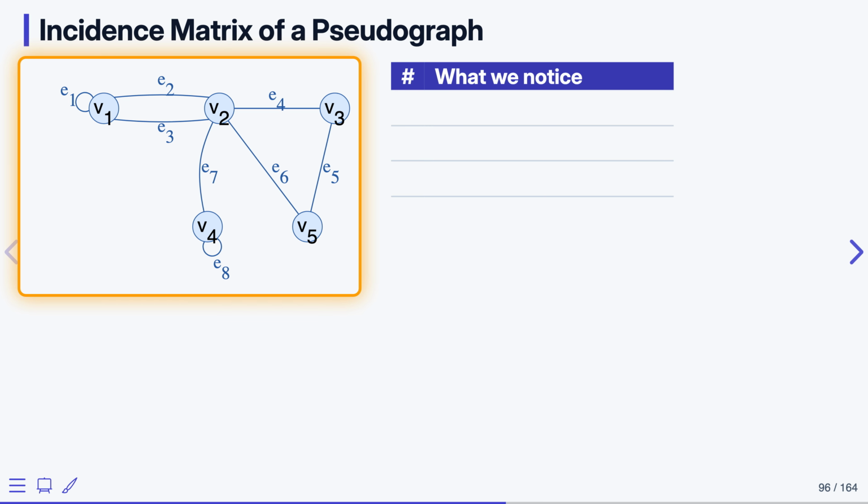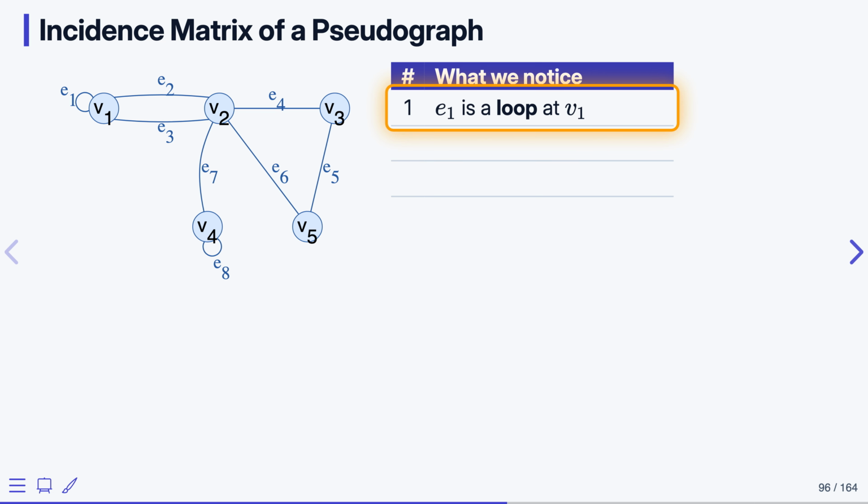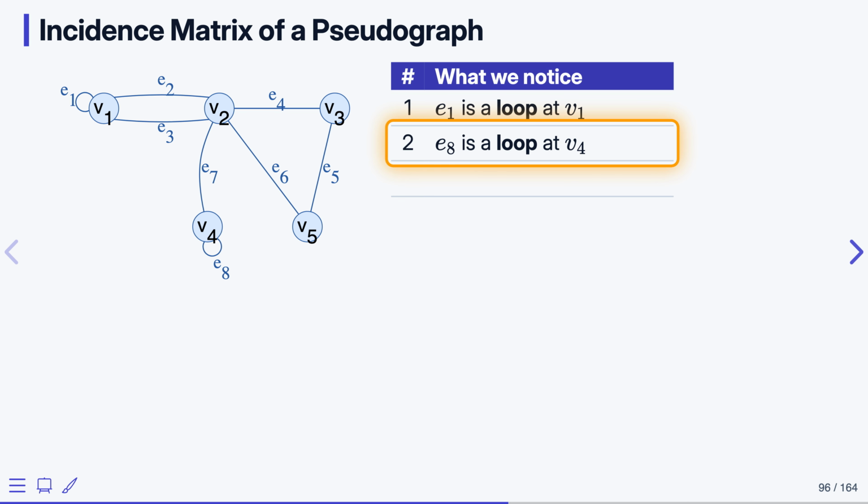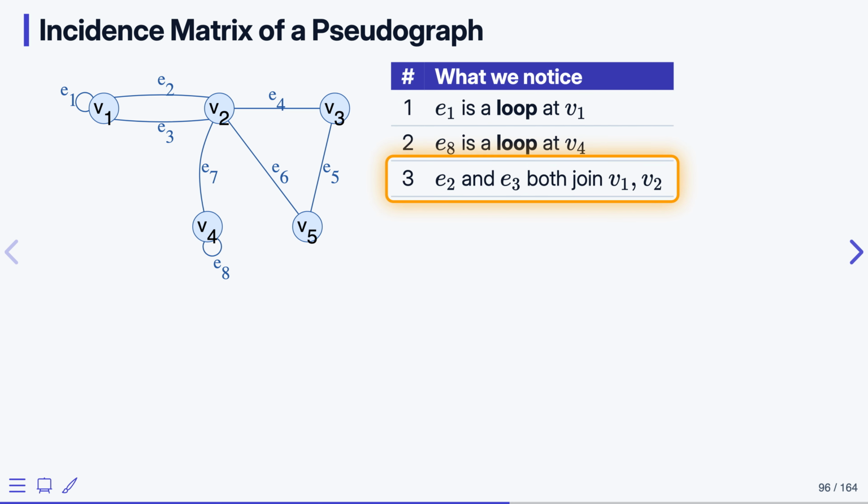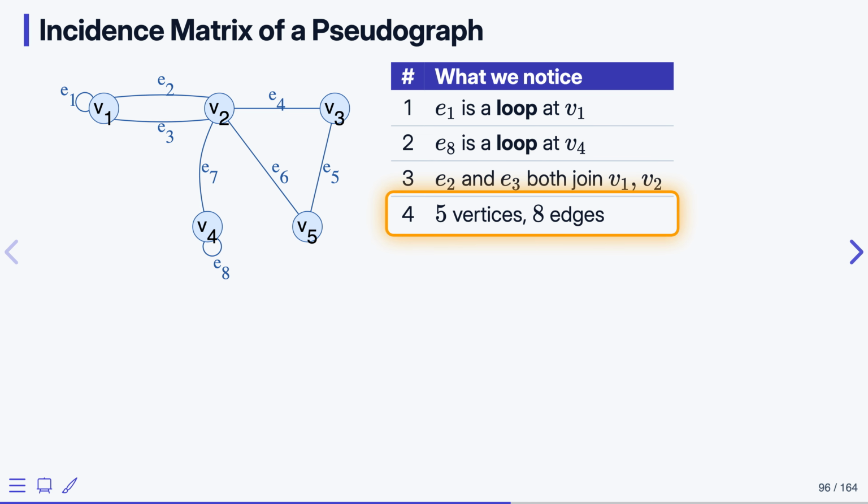Now a harder one. Let's read what makes this graph different before we build anything. Step 1. Edge E1 is a loop at V1. A loop touches only one vertex, so its column will have a single one. Step 2. Edge E8 is a loop at V4. Same story. Step 3. Edges E2 and E3 both join V1 and V2. They are multiple edges, so those 2 columns will look identical. Step 4. In total there are 5 vertices and 8 edges, so the matrix is 5 by 8.